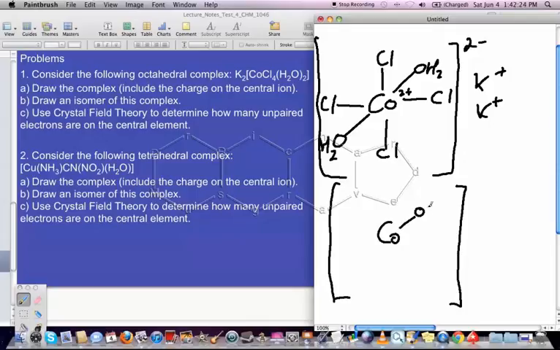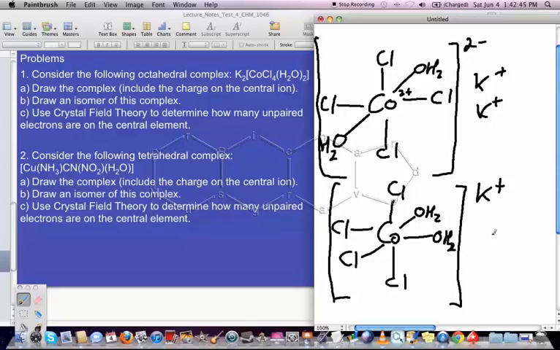I'll leave that water where it is, this one sticking towards the back, and I'll replace this chlorine with the water, and Cl, I'll be out the front, Cl, Cl, and Cl. The reason these are different is because that's 180 degrees between the waters, and now we've only got 90 degrees between the waters. That's 2 different compounds, 2 different properties. They're isomers.